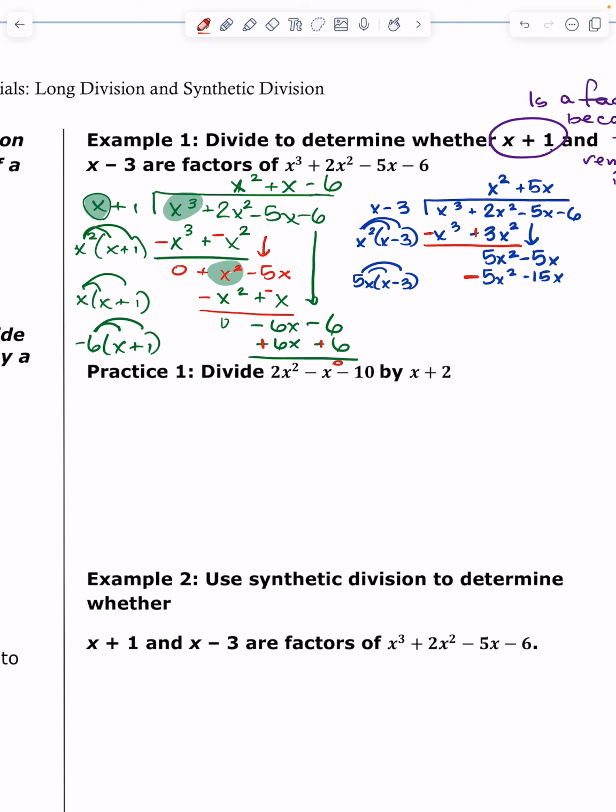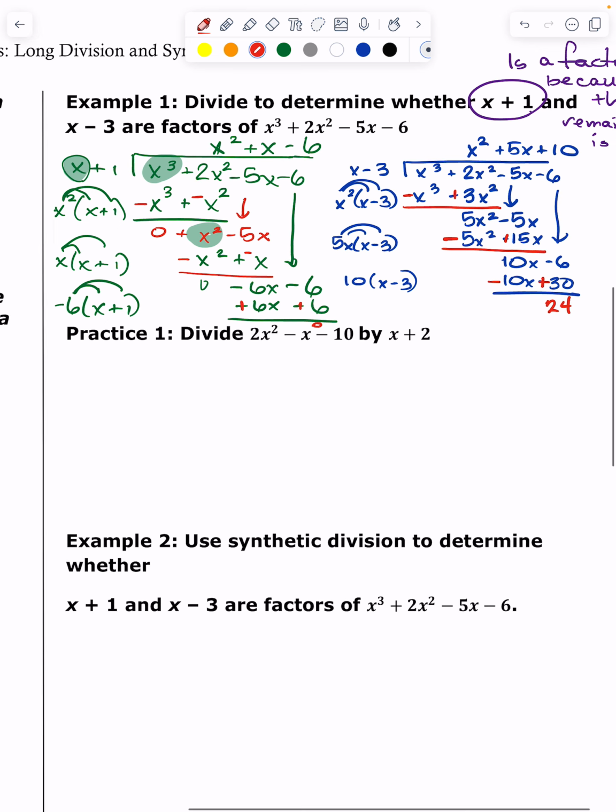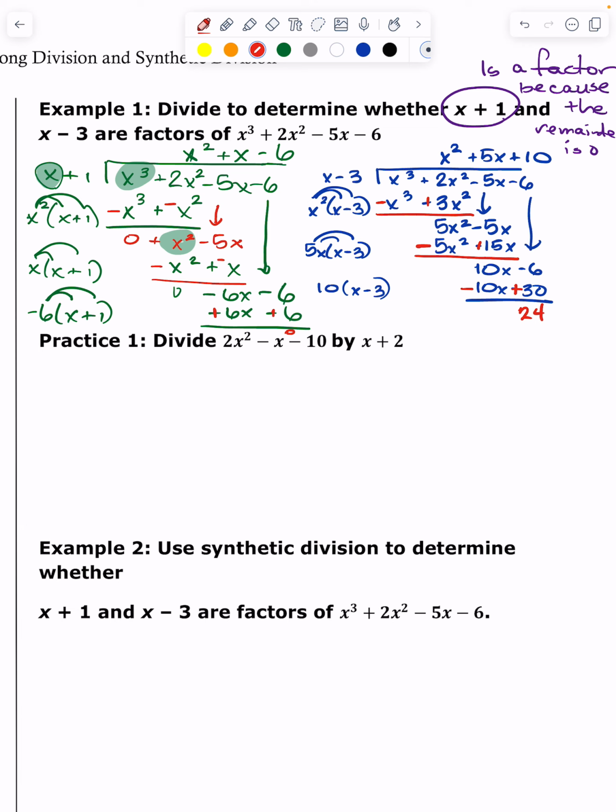I am subtracting. The 5x squared gets canceled out. I have minus 5x plus 15x, which gives me a 10x. I'm bringing down that minus 6. I have to multiply by 10 to make that 10x. 10 times x is 10x. Minus 10 times 3 is 30. When I subtract those, my 10x goes away, but I have negative 6 plus 30, which gives me a 24. So I have a remainder of 24.